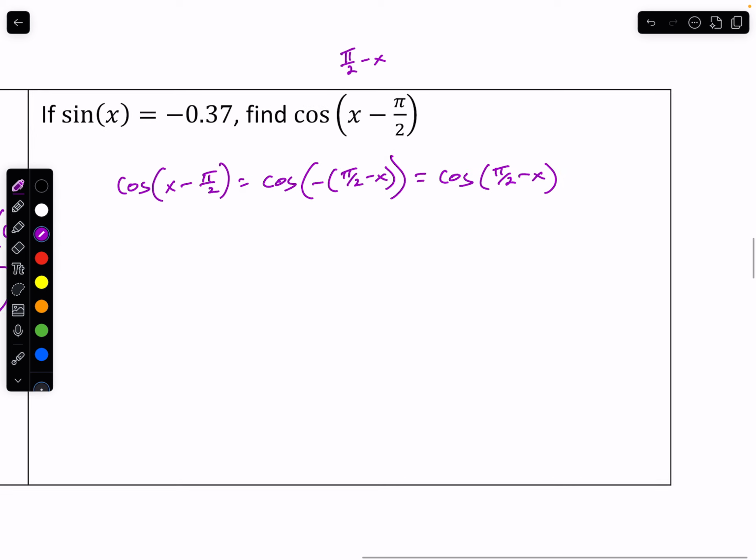Now by my cofunctions, this was because it was even, I could drop that negative. I could say cosine of a negative angle is equal to cosine of the positive angle. Now because it's a cofunction, the complementary function of cosine is sine, and I could just say it's equal to sine of x. And I know that sine of x is equal to negative 0.37, so we have negative 0.37. That's what cosine of x minus pi over 2 is equal to.